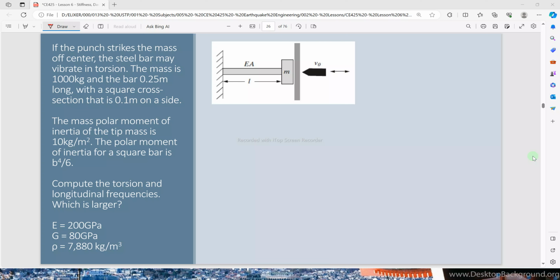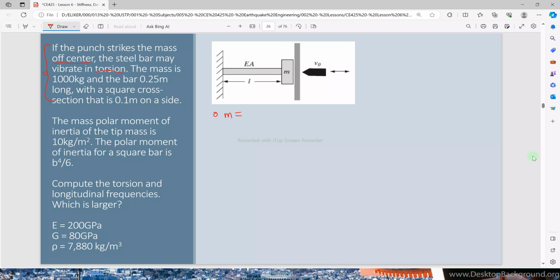So we have here a similar problem to the previous problem that we have discussed. But in this one, if the punch strikes the mass off center, the steel bar may vibrate in torsion. Previously, the punch strikes at the center of the mass of the object. Now in this one, the first part is that the punch strikes the mass off center, so not at the center. Therefore, the steel bar may vibrate in torsion.